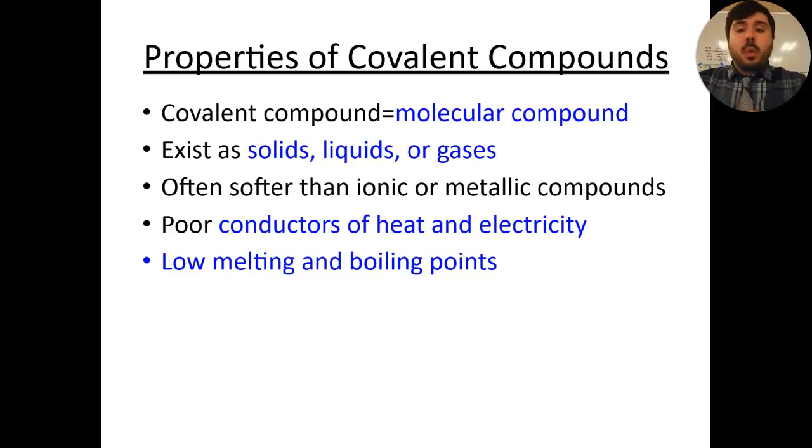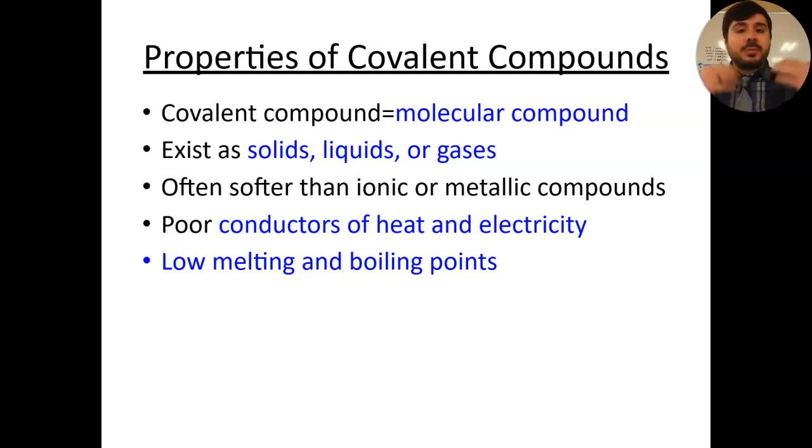They're also going to be very poor conductors of heat and electricity, where on the flip side, ionic compounds and also metallic compounds are much better conductors of heat and electricity. Not only that, but once again, almost the exact opposite of ionic compounds, these covalent molecules have low melting and low boiling points compared to ionic compounds that have higher melting points and higher boiling points.